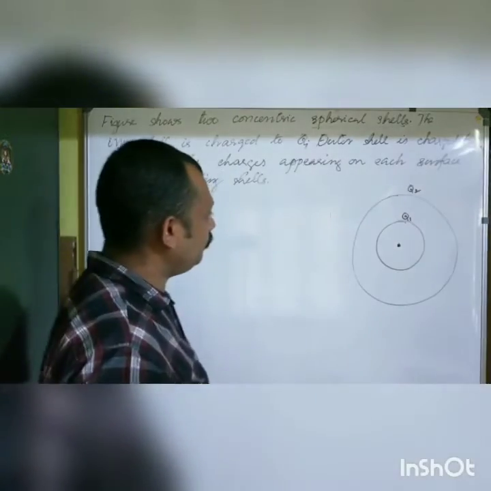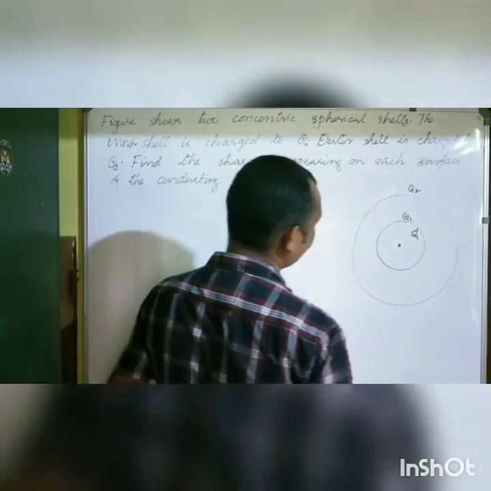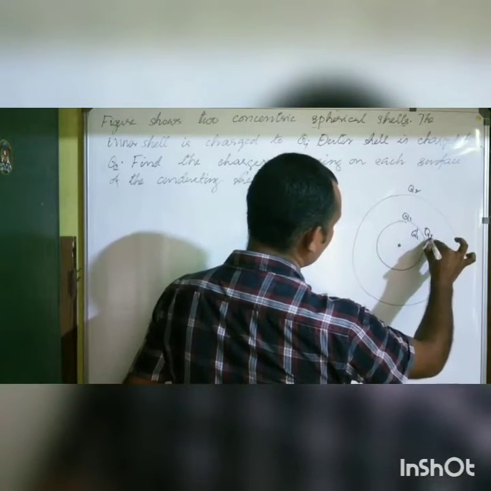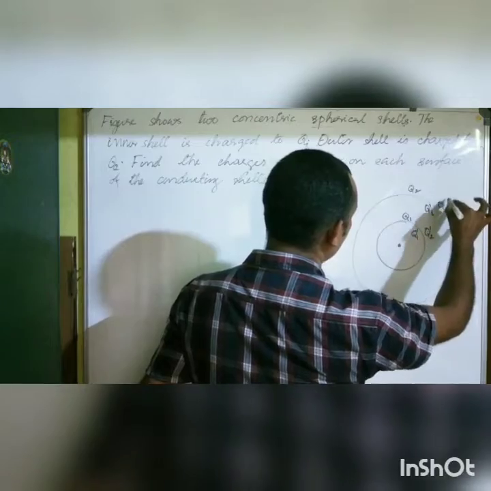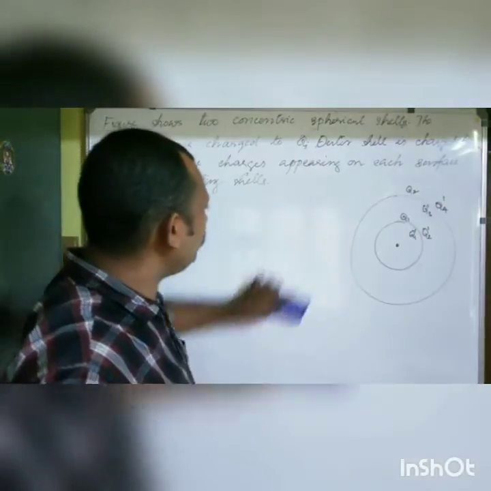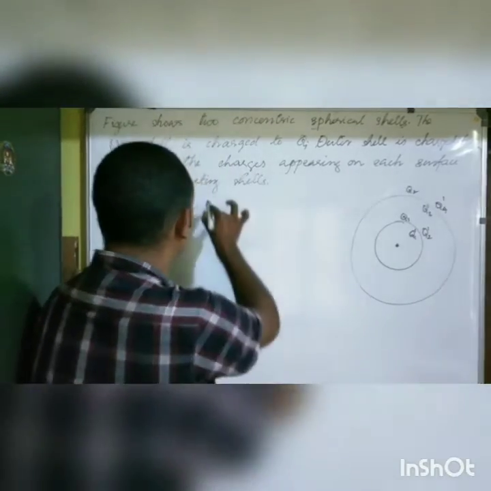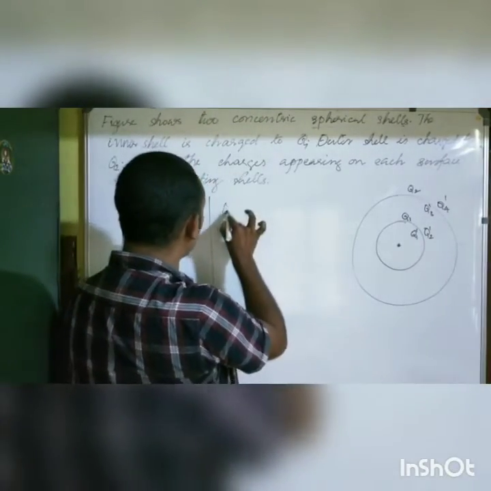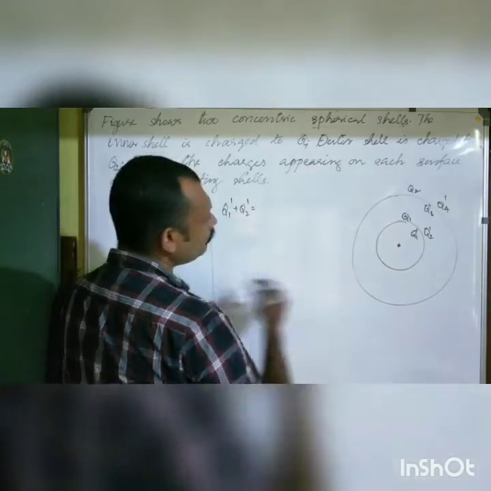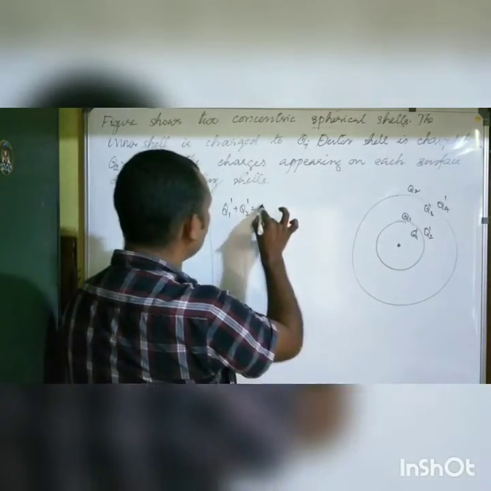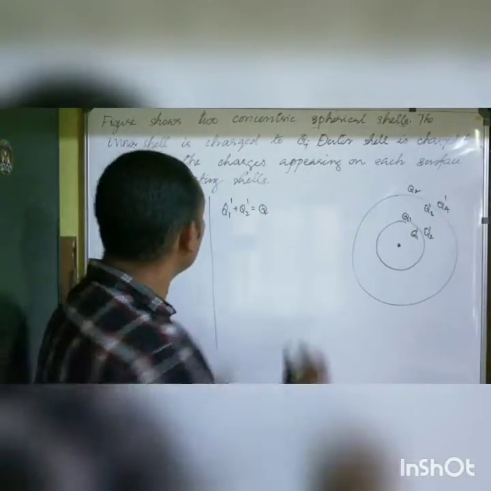Very simple job now. Let's take the charge on this one as Q1 dash, this is Q2 dash, this is Q3 dash, this is Q4 dash. Can you directly say what the value of Q1 dash is going to be? What is Q1 dash plus Q2 dash equal to? This is an isolated sphere. That is going to be equal to Q1. I'm sorry.